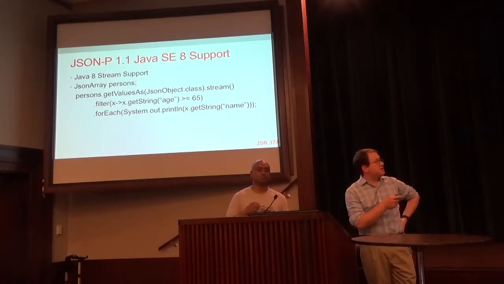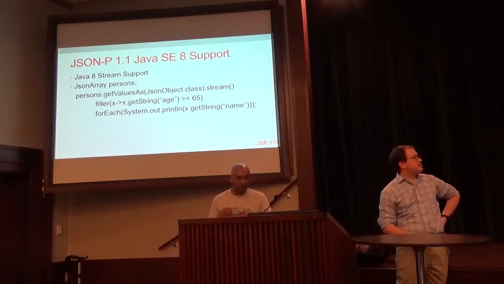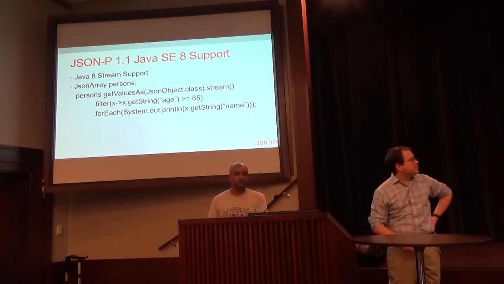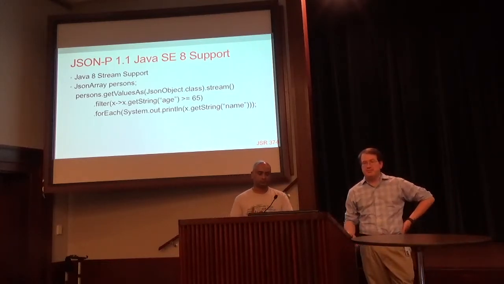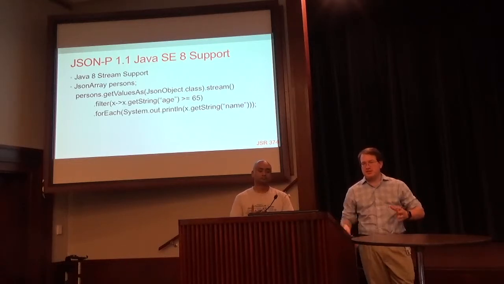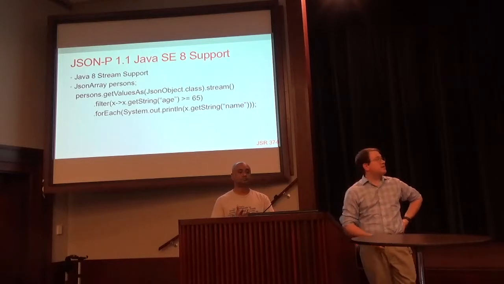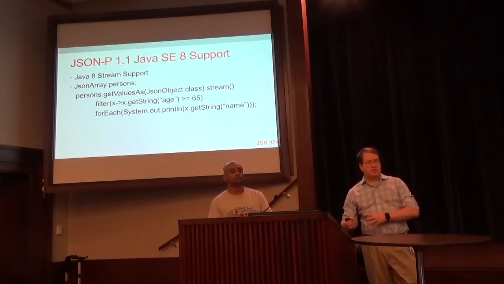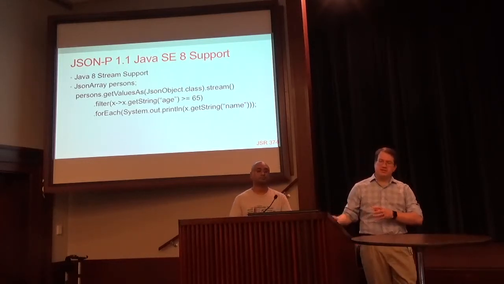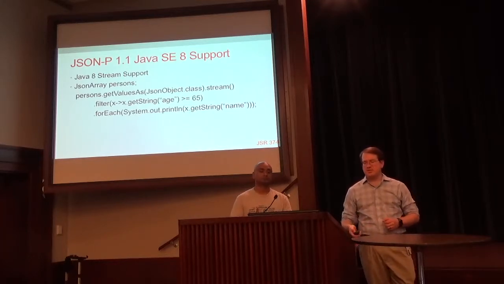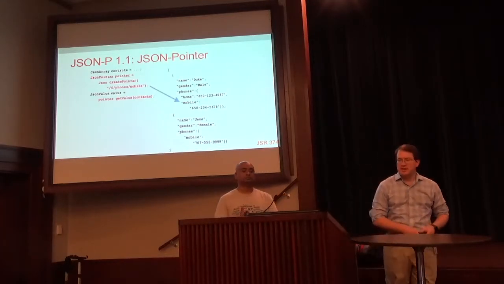In this case right here, we're actually filtering for people where their age is greater than 65, and then printing out each one's name. So this is iterating over a JSON data structure, doing filtering, and also printing out the name. This is tying the JSON support in EE 7, pulling it into the EE 8 world, allowing us to work with it using Java 8 streams.